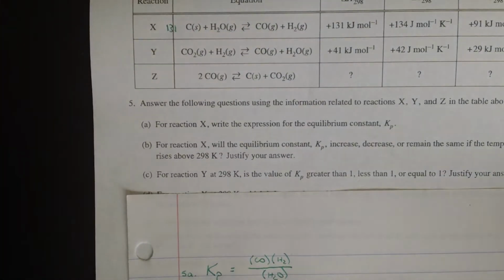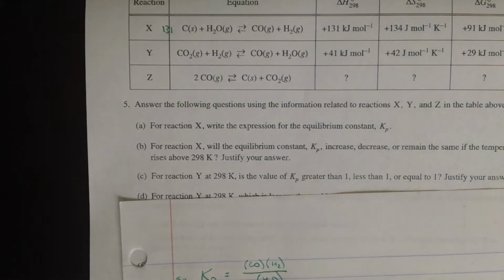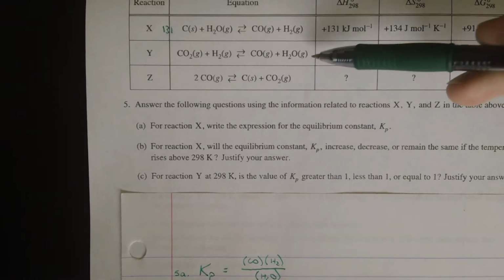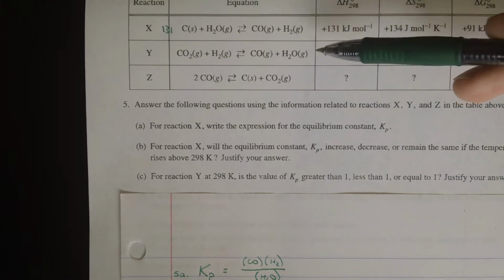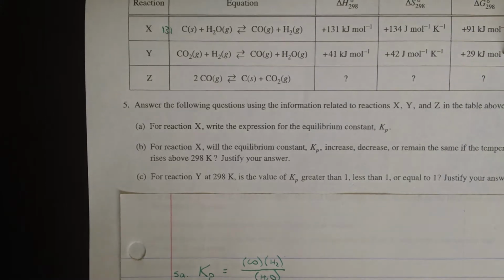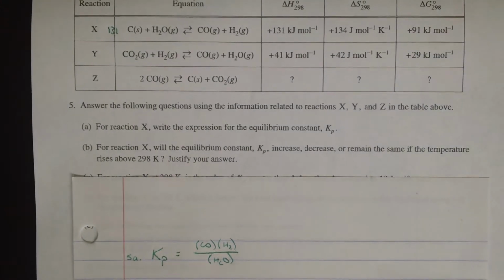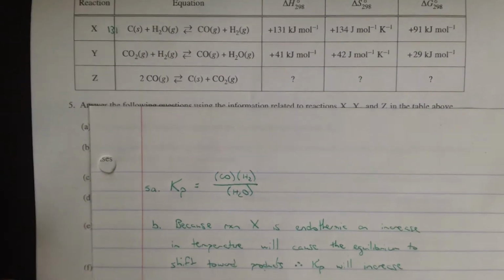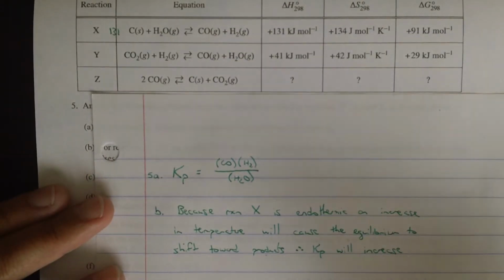Part C. For reaction Y at 298, is the value of Kp greater than, less than, or equal to 1? Justify your answer. So they're asking us for the Kp here. Is it bigger or less than 1? In order to figure that out, we have to look at our delta G value. And so I'm looking at the delta G value in the chart. The delta G value gives free energy as positive. If it's positive, that means it's non-spontaneous. If it's non-spontaneous, it means reactants are favored.